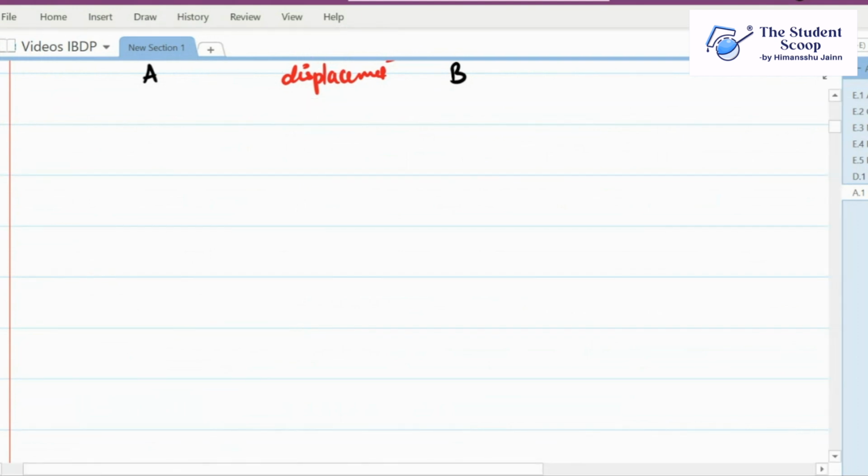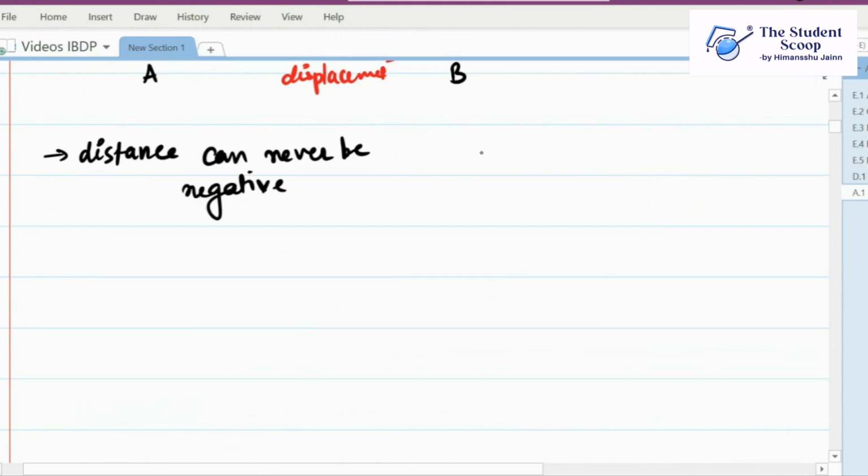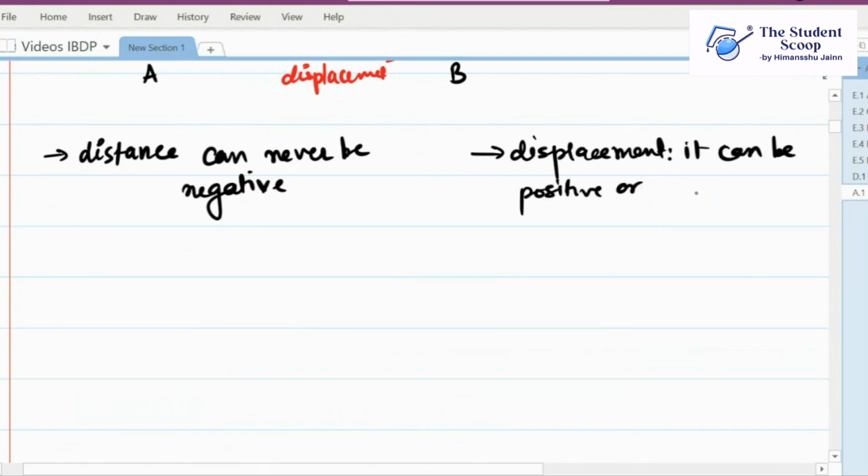Once we understand the basic difference between distance and displacement, we can clarify that it doesn't matter which direction we move, but the distance can never be zero or negative. Distance can never be negative. In case of displacement, it can be positive or negative depending on the direction of motion.